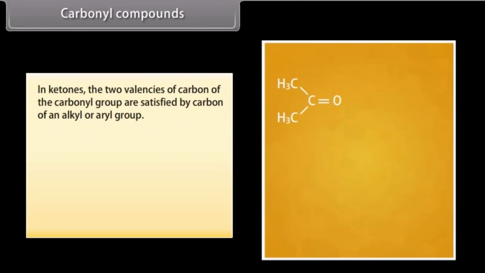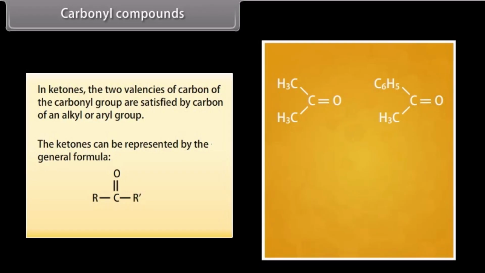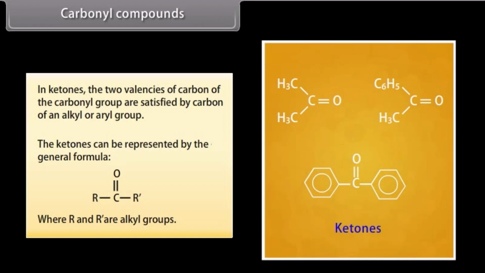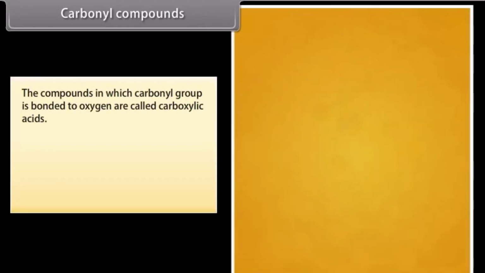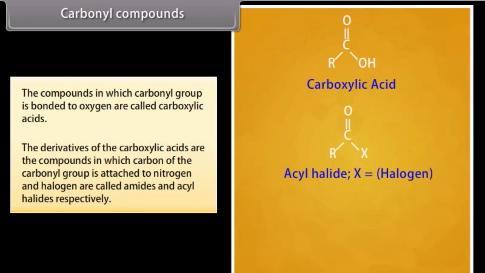In ketones, the two valencies of carbon of the carbonyl group are satisfied by carbon of an alkyl or aryl group. The ketones can be represented by the general formula RCOR', where R and R' are alkyl groups. The compounds in which carbonyl group is bonded to oxygen are called carboxylic acids. The derivatives of the carboxylic acids, in which carbon of the carbonyl group is attached to nitrogen and halogen, are called amides and acyl halides respectively.